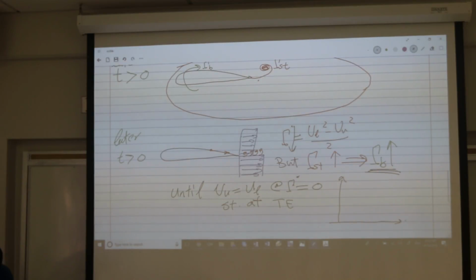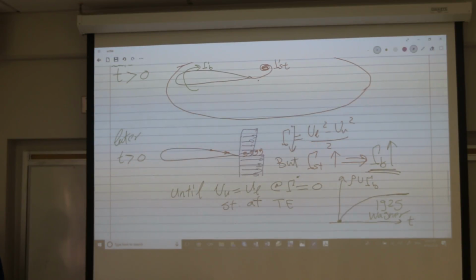So this is time. This is rho u gamma bound. We started with a 0 gamma, and we kept increasing. After a while, we're increasing at a slower and slower rate until we get to the steady state that is dictated by the Kutta condition. And this process was mathematically described in 1925 by Wagner, which we will do in detail in the next lectures. Okay?